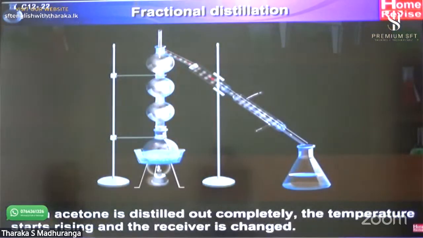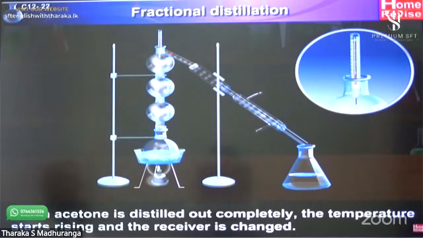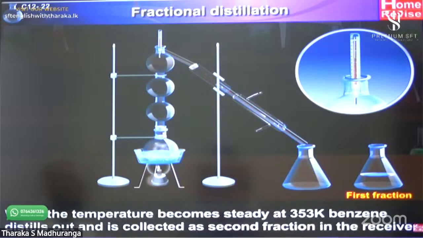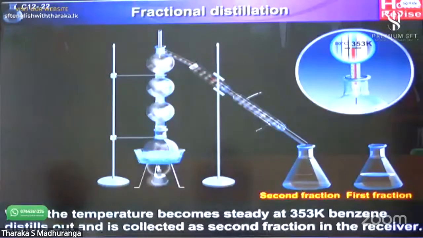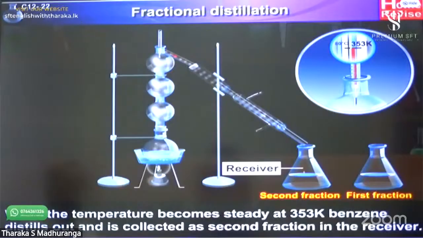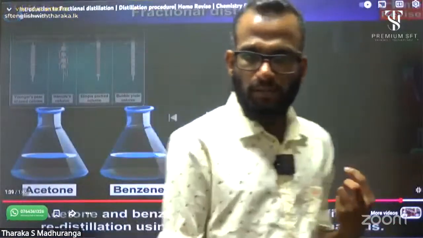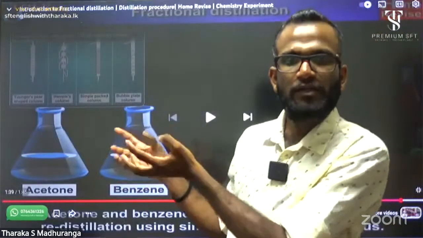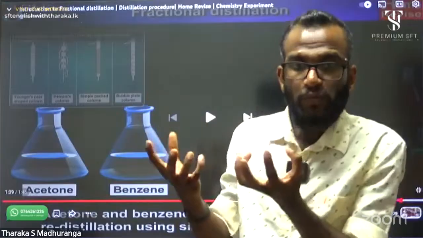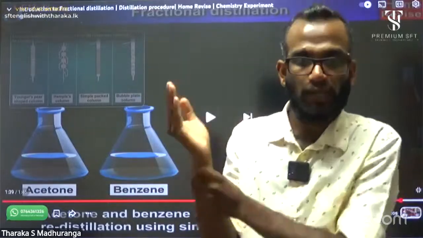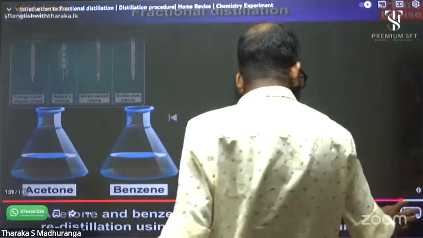When acetone is distilled out completely, the temperature starts rising and the receiver is changed. When the temperature becomes steady at 353 Kelvin, benzene distills out and is collected as the second fraction in the receiver. Acetone and benzene can be further purified by redistillation. Okay, these are crude product separations. We can separate two or more compounds with different boiling points. I think you got the idea, right?